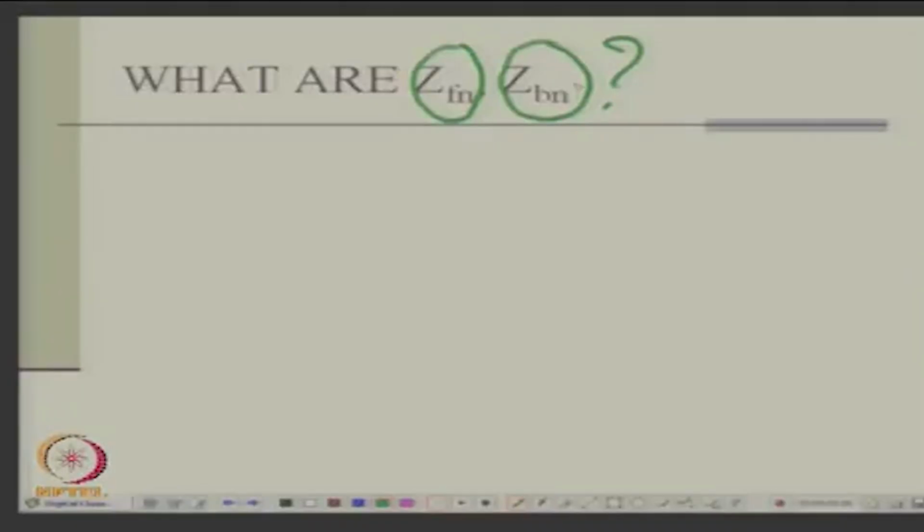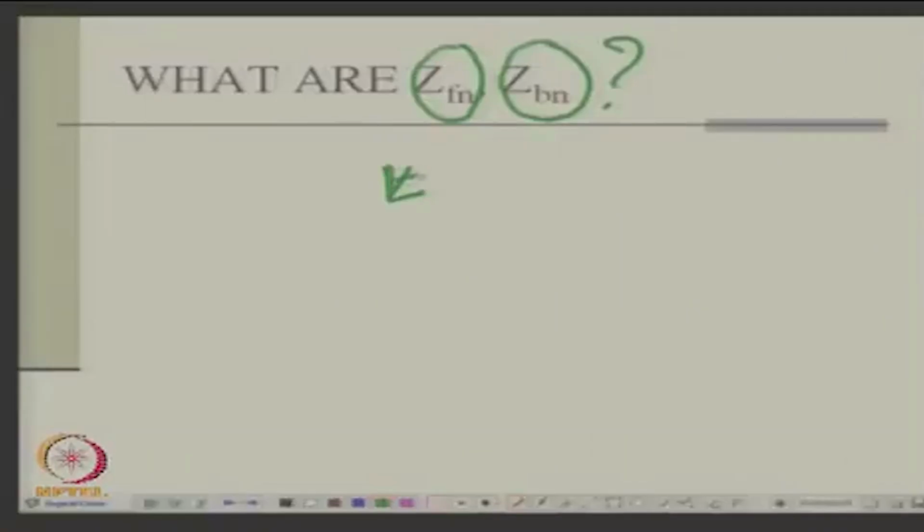What do you understand now? Can you tell me what this is? What have you defined this as? ZFN is? What is my ZFN? Nth harmonic. So, what is this? We defined this impedance as whatever the voltage is due to the nth harmonic, divided by the current which is fundamental only. That is what we defined as ZFN.